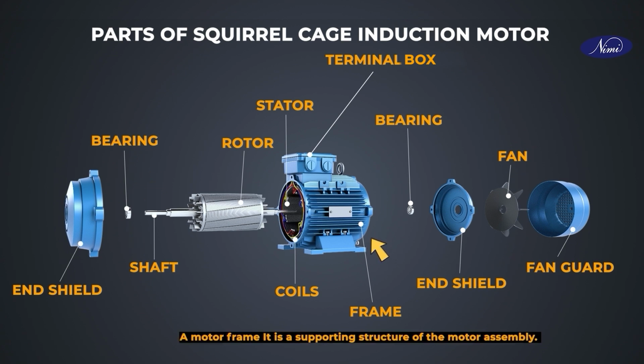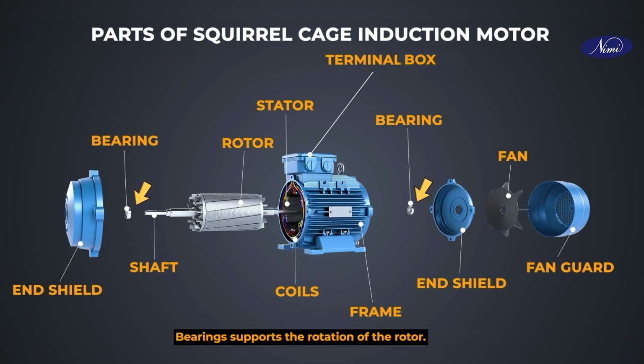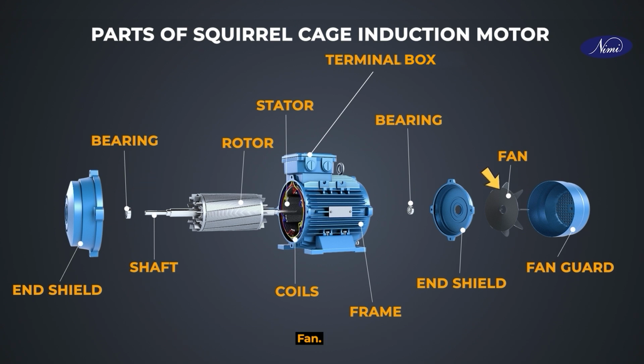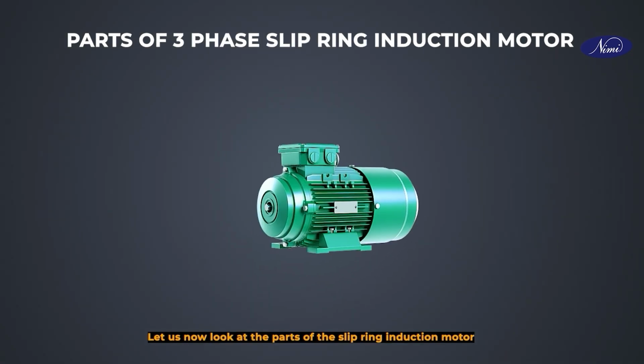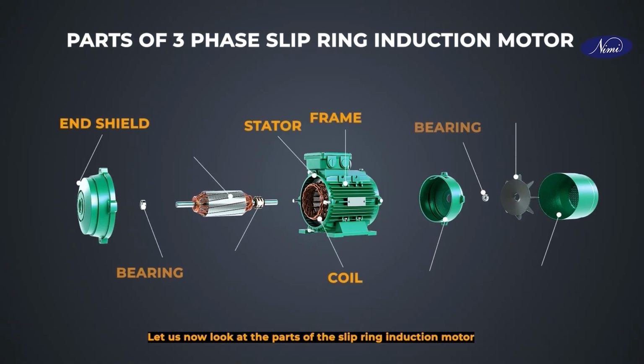Motor frame. A motor frame is the supporting structure of the motor assembly. Bearings. Bearings support the rotation of the rotor. Fan. Fan cools the motor. Wiring cover. This covers the electrical terminals of the motor. Let us now look at the parts of the slip ring induction motor.